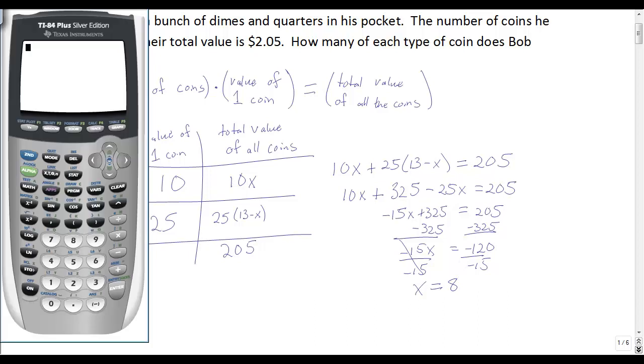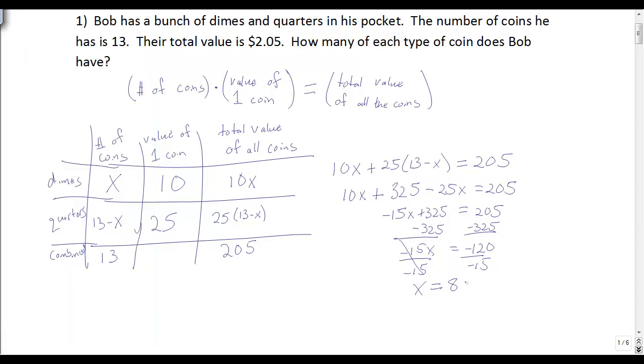You could go to your calculator. Here's the calculator I'm going to use. Just do 120 divided by 15. It gives you 8 if you're not comfortable with that. So it gives me 8, and that's pretty much my answer, but I want to make sure I answer the question asked. It says, how many of each type of coin does Bob have? So the 8, I go back and say that's the number of dimes. So that's 8 dimes. But then the number of quarters is 13 minus 8, which is 5 quarters.